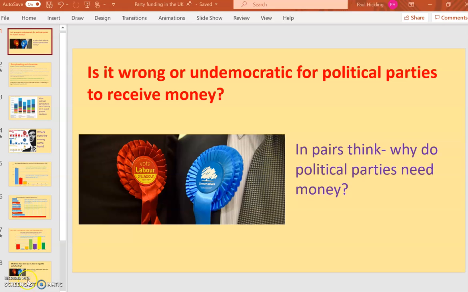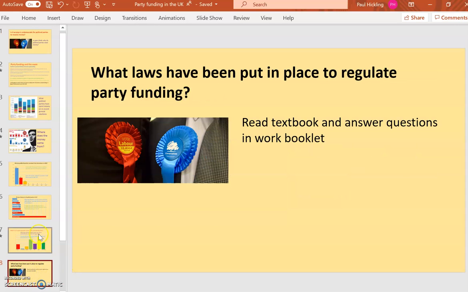And as a consequence of this, there's been some laws passed by the Labour government under Tony Blair to try and deal with money and campaign finance. So what I'd like to do is to read the Edexcel textbook and answer the questions in your work booklet about the regulations which they put in. And I'll now do a second video where we'll look at some other issues around this particular law.